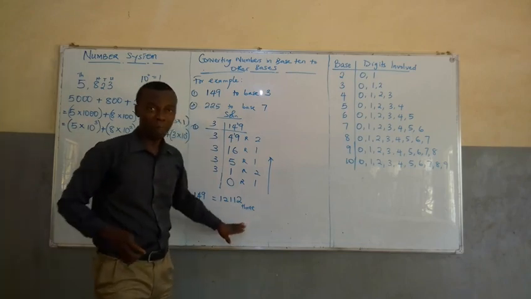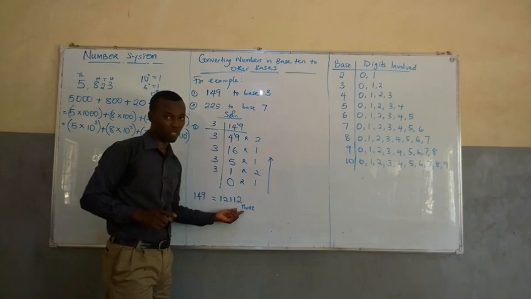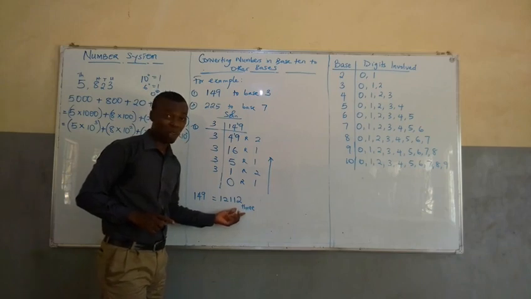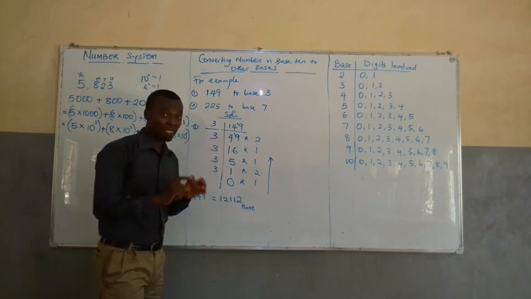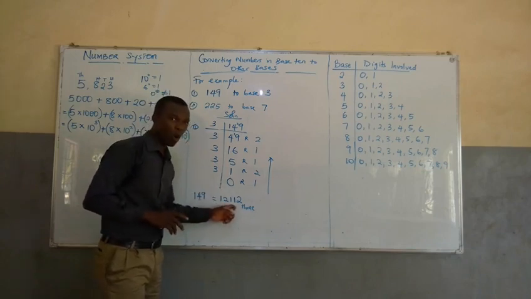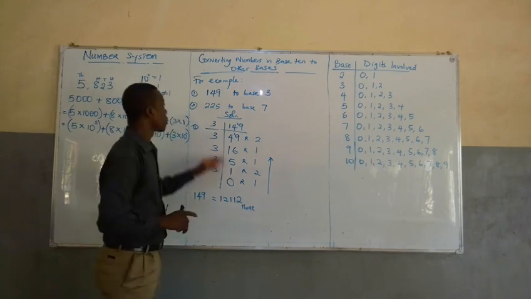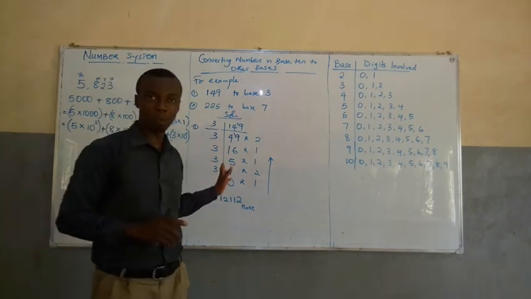12112 base 3. Now I would like you to also know that we don't call this 12,112. That would be wrong, because that name is assigned to base 10 numbers. Because it's in base 3, rather we call that 12112 base 3.